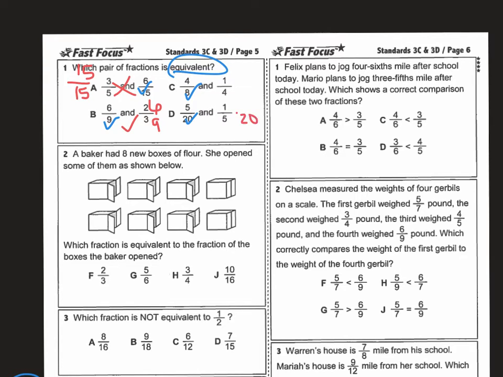Here, in order to make a 20, we do times 4. 4 times 1 is 4. 4 twentieths is not the same as 5 twentieths. Here, 8. And we do 4 times 2 to get 8. And 2 eighths is not the same thing as 4 eighths. So the correct answer here is B.